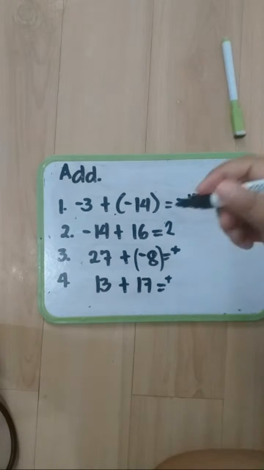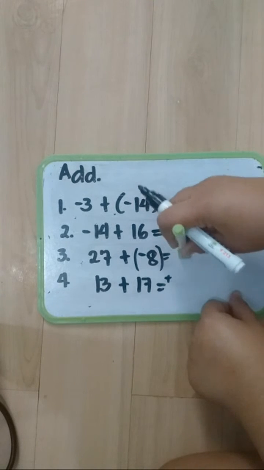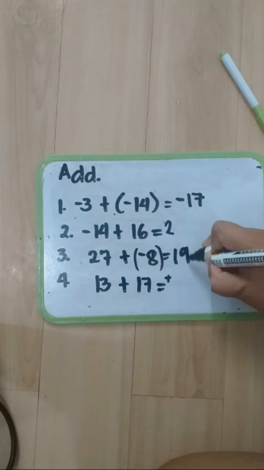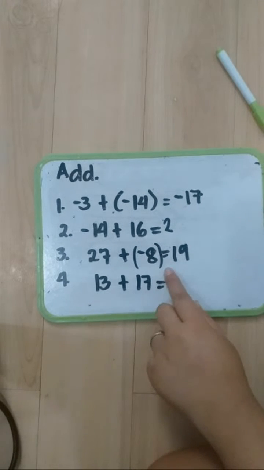Okay, 19. So, again, pwedeng maglagay ng plus sign dito. Pwede namang wala rin. So, ako, I prefer na wala, kasi minsan nakakalito ang plus sign. Okay, hindi positive sign. So, number 4, easy lang po.